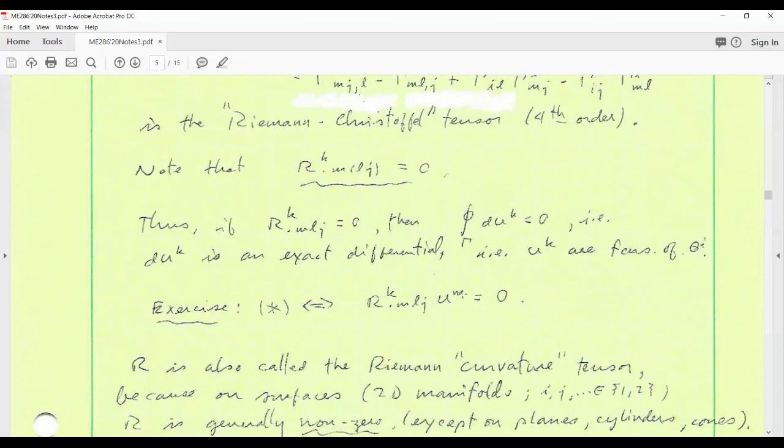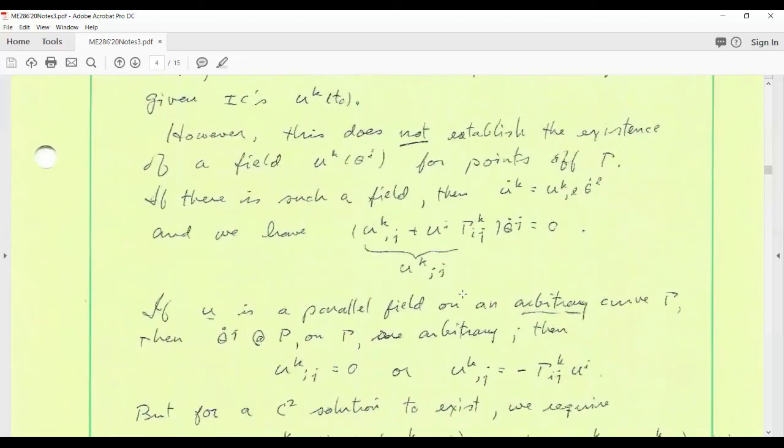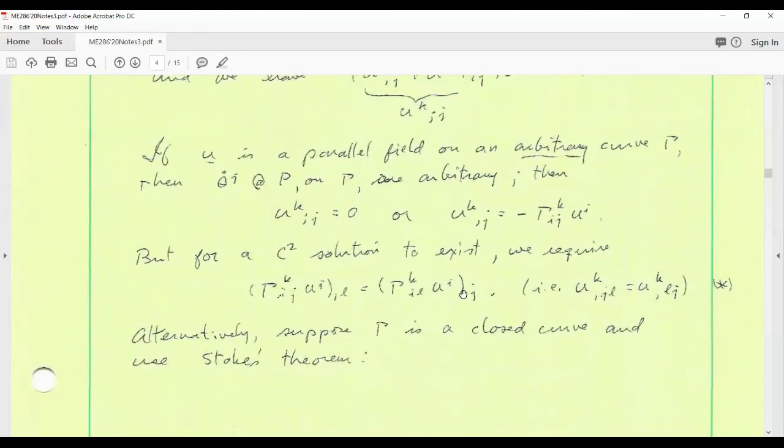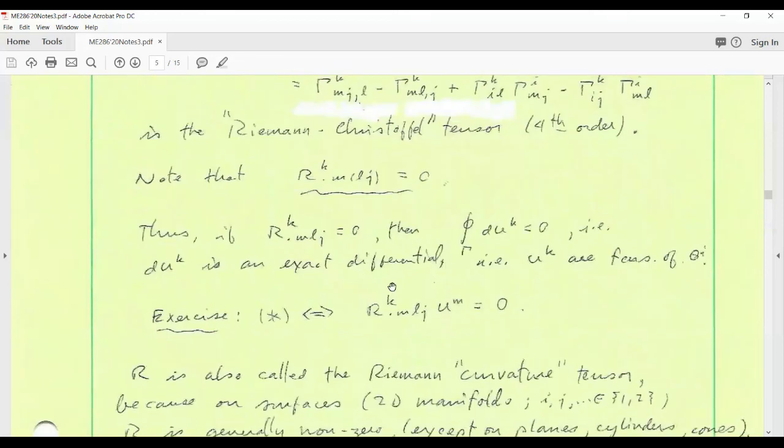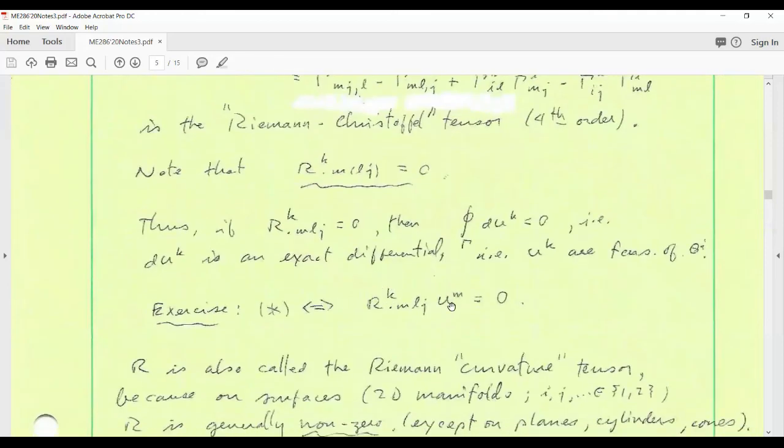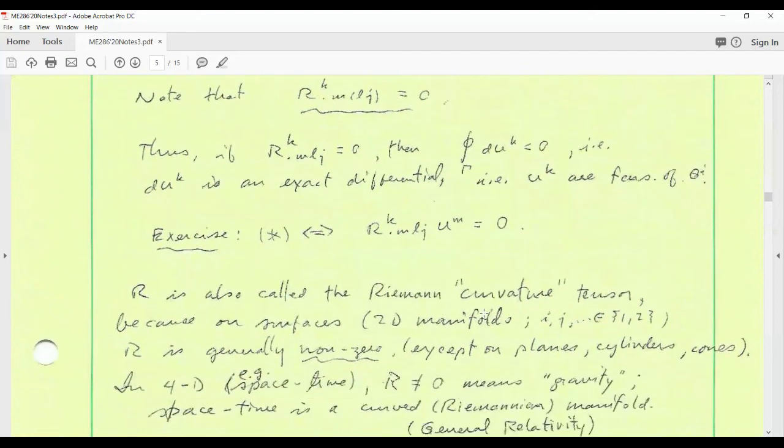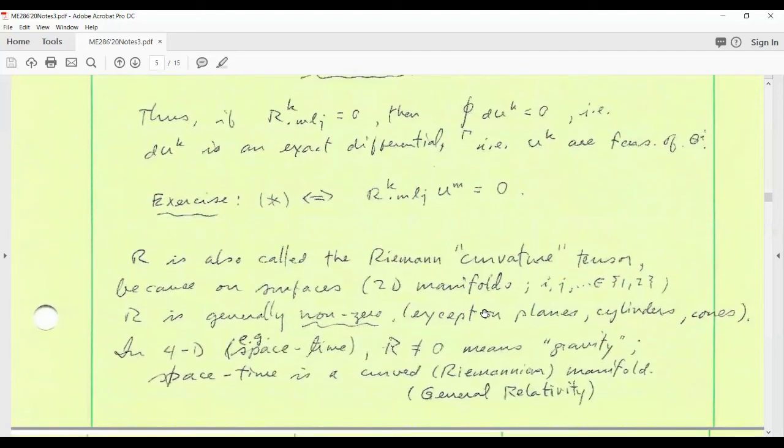So the thing I mentioned on the previous slide, I'll call this equation star, carrying out this equality. I'll call that the exercise: show that that's equivalent to this, with the Riemann tensor we've just defined. I'm asking you to just do that in homework. It's just an exercise. It's no big deal.